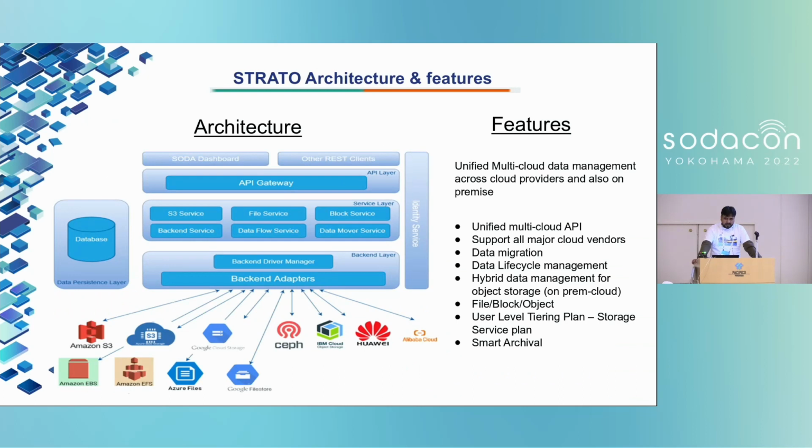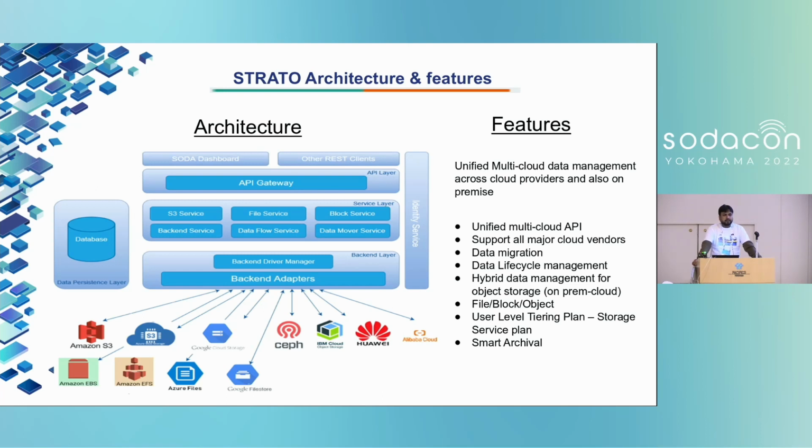And here is the high-level architecture, you can say. There are an API gateway and different microservices, and those are serving different use cases. For example, the S3 service is mostly for providing the S3 interfaces, then there are the file service, block service, and backend service, which is basically for doing the registration of the backend in terms of the cloud. For example, AWS, Azure and GCP could be a backend. And again, the data flow and data mover service are helpful for moving your data from on-prem to cloud or cloud to on-prem.